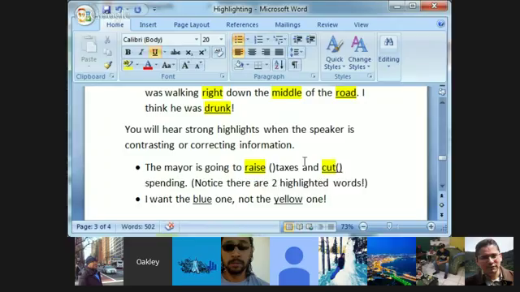Okay? The mayor is going to raise taxes and cut spending. Now, I exaggerated it slightly there in that example, but we frequently make a little pause when we want to highlight a word. I just did with frequently and pause. I just demonstrated it again. Okay.